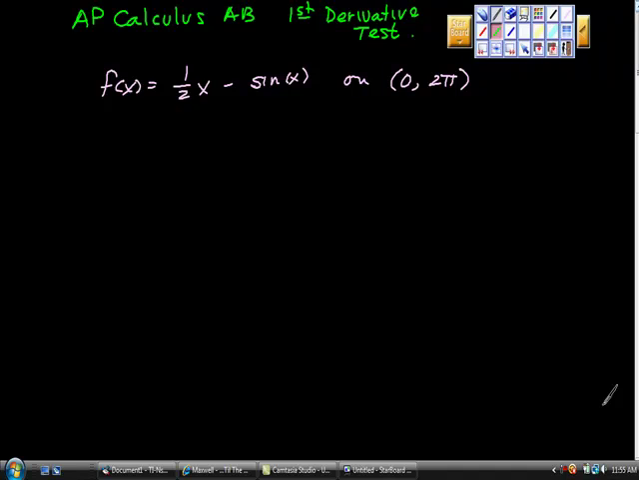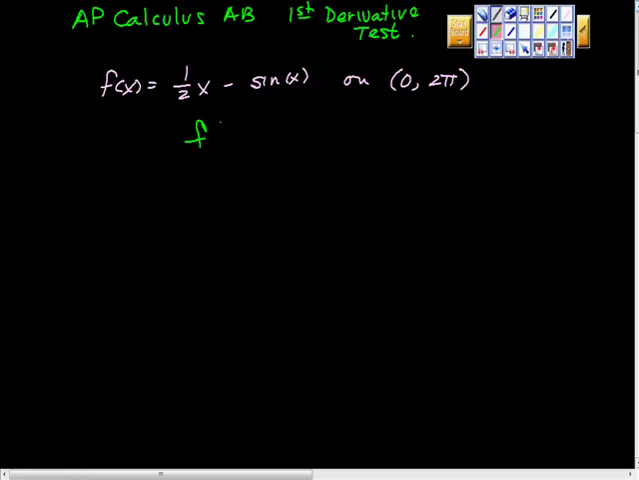Alright, so we're doing the first derivative test on the interval 0 to 2 pi for f of x equals 1 half x minus sine x. First we want to find the derivative of the function. Okay, so first part, this is a two-part function. Take the first derivative of this portion.